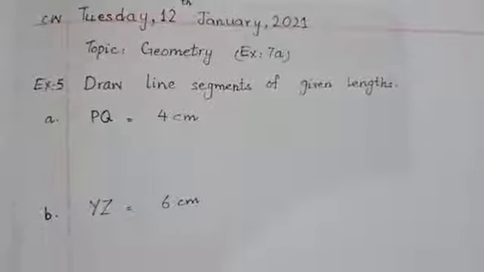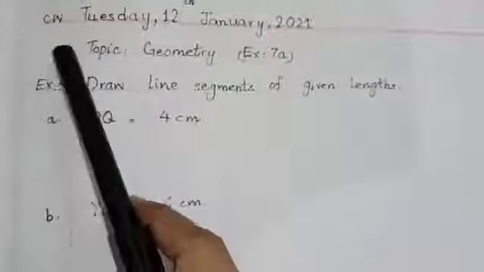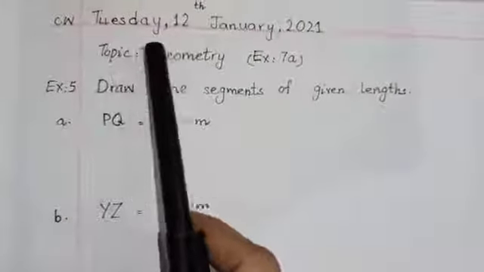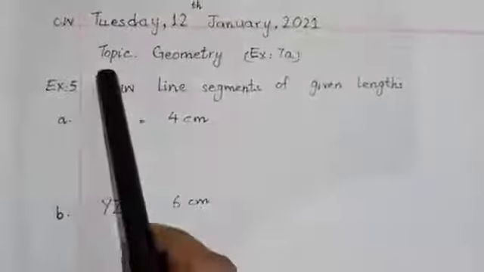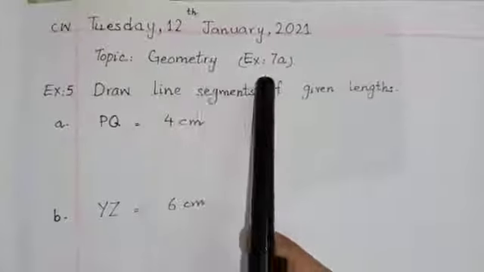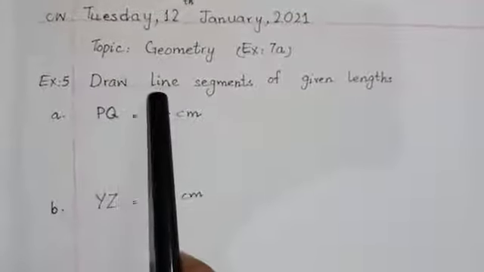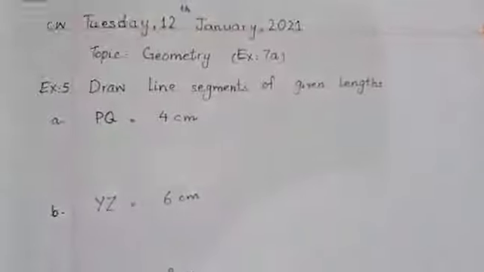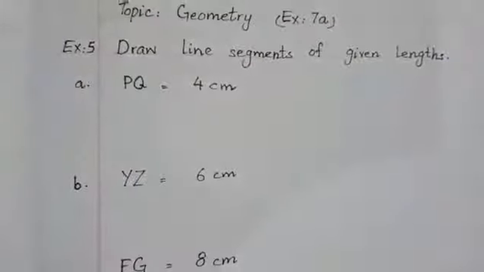Students, first of all, open your notebooks and maintain your pages. Draw a margin line on both sides of the page. After that, write classwork Tuesday, 12th January 2021. Topic is geometry. It is chapter number 7 and exercise 7A. Question number 5 is draw line segments of the given lengths. A part is given. PQ is equal to 4 centimeter.